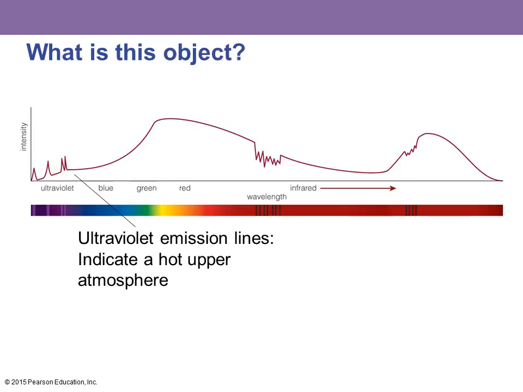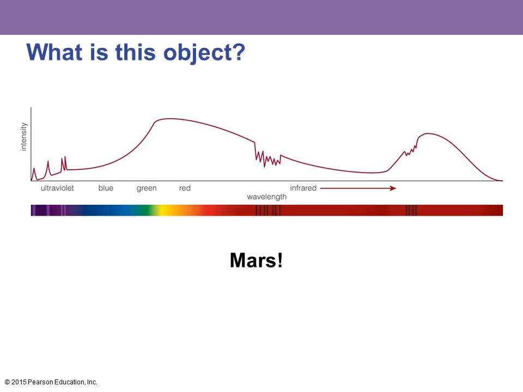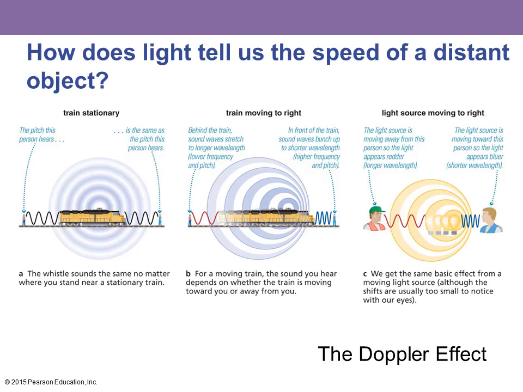Some ultraviolet light is being given off by the atmosphere of this object, and it turns out this is the spectrum of Mars. So even though Mars doesn't give off light directly, there are things about Mars that we can discover when we get its spectrum. And the last thing about light is that it can tell us the speed of a distant object.